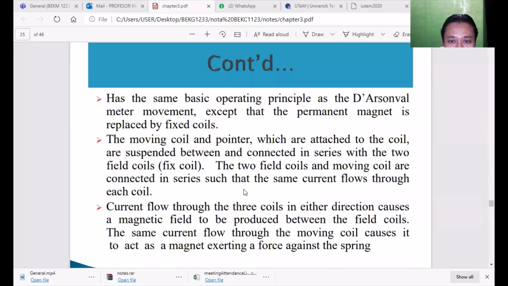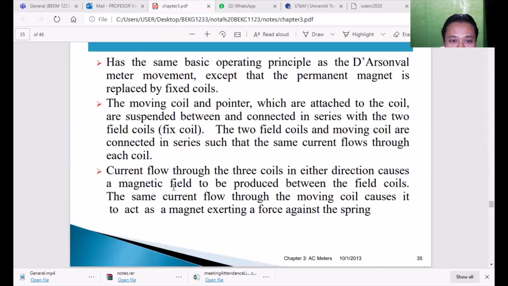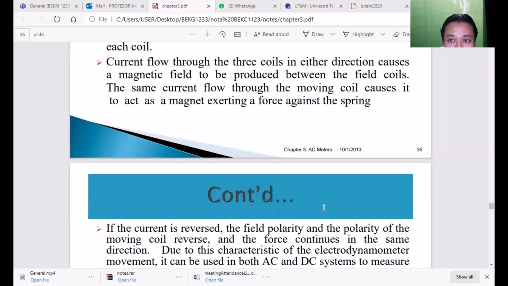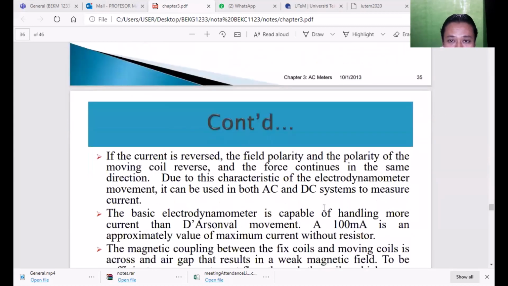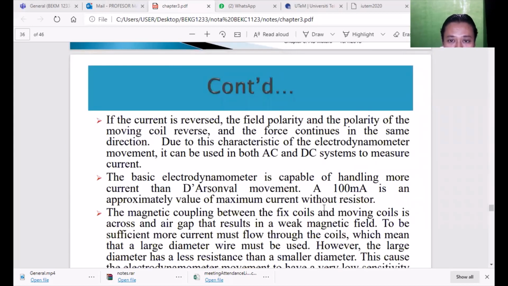So the two field coils and the moving coil are connected in series, such that the same current flows through each coil. The current flowing through the field coils causes a magnetic field to be produced between them. The same current flowing through the moving coil causes it to act as a magnet, exerting force against the spring. So this is the basic concept of how the dynamometer works.